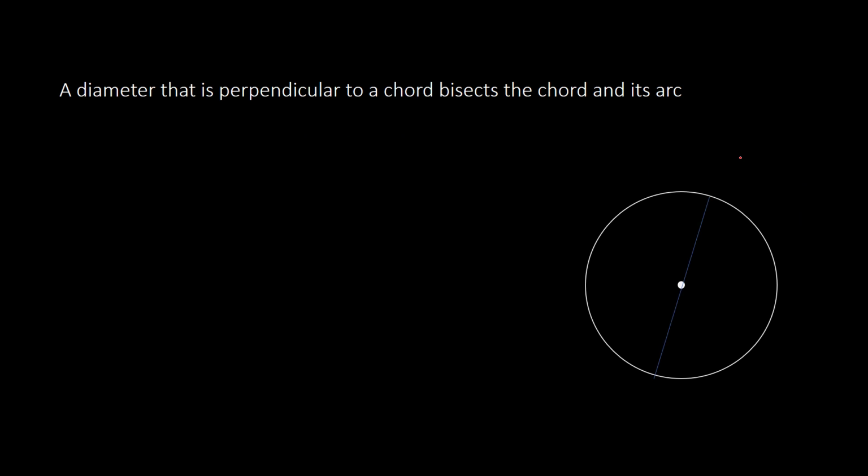Theorem 2 says that a diameter that is perpendicular to a chord bisects the chord and its arc. So here's a diameter, and if it's perpendicular to a chord such as this, where now we have a right angle, then what we can conclude is that this chord is being bisected and the arc is also being bisected. So if that chord were 8 inches total, then from there to here is 4 inches, and from there to here is also 4 inches.